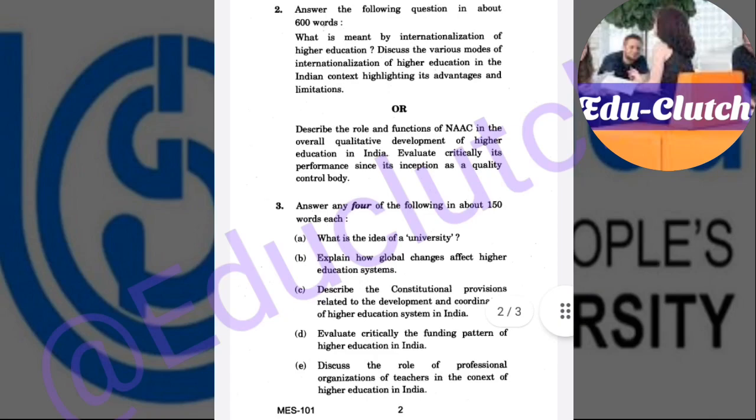Second is, explain how global changes affect higher education systems. Third is, describe the constitutional provisions related to the development and coordination of higher education system in India. Fourth is, evaluate critically the funding pattern of higher education in India. And next is, discuss the role of professional organization of teachers in the context of higher education in India.